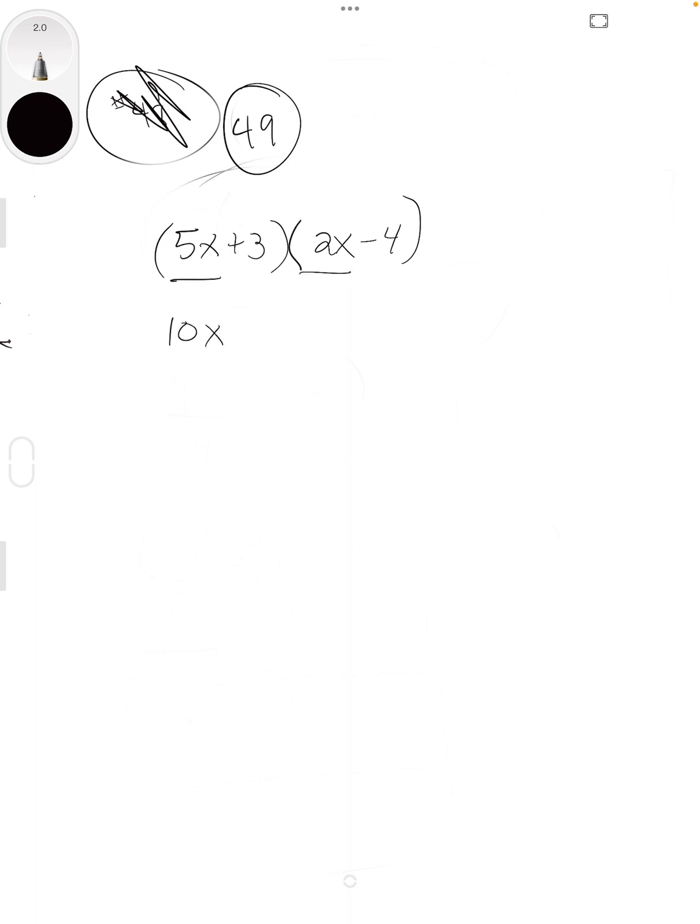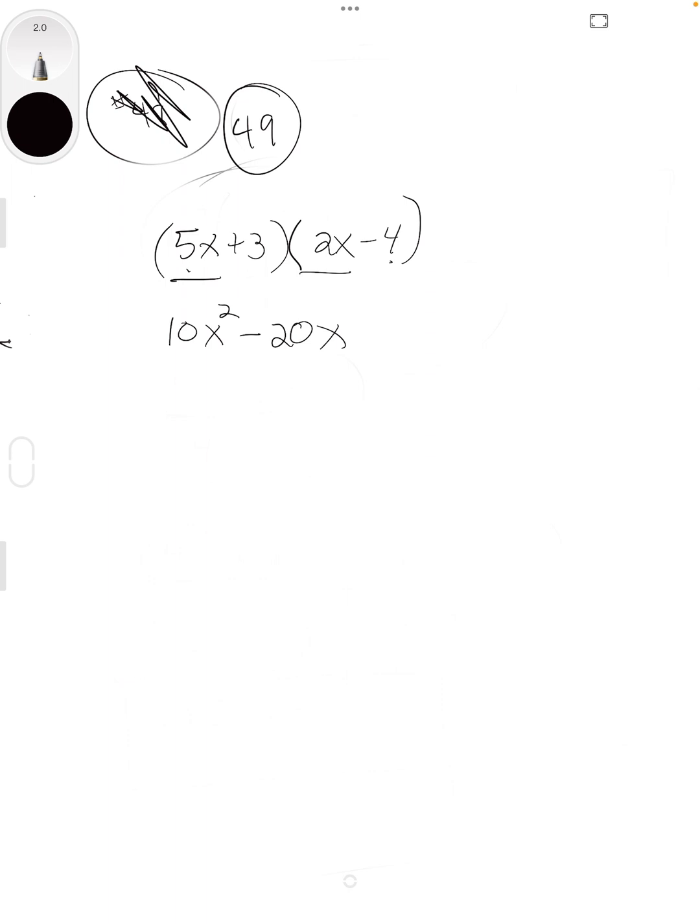And again, this is lesson 49 now. I'll give you an example of one of your practice problems. You have 5x plus 3. This is practice problem A, times 2x minus 4. Okay, you pretend you can't see the 3. And you say 5x times 2x, that's 10x squared. 5x times negative 4, minus 20x.